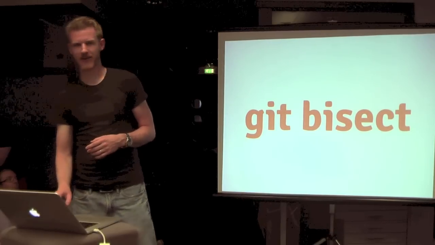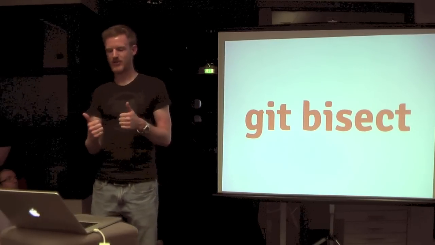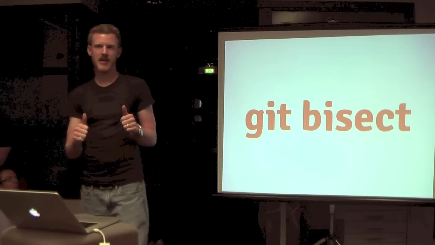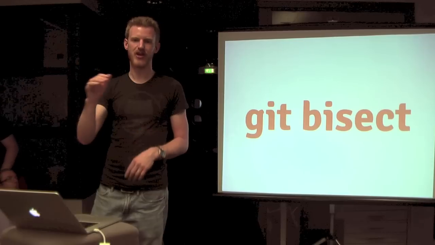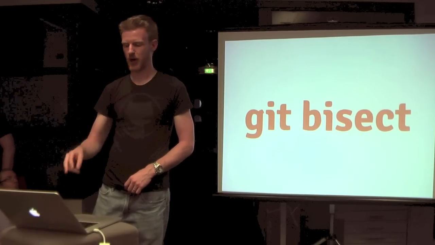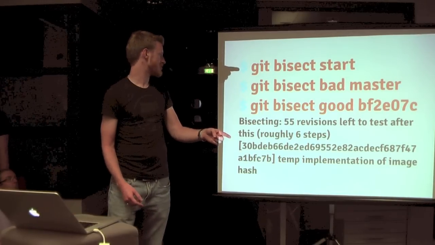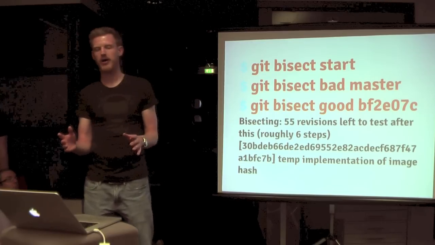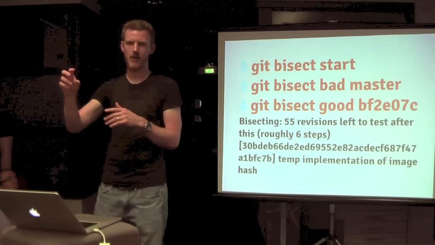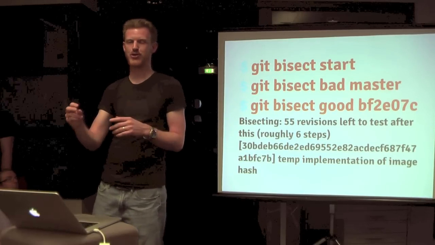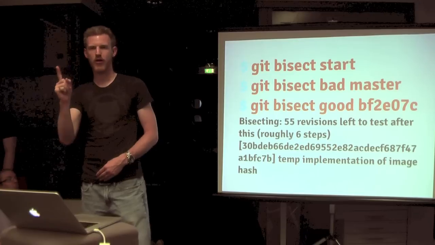Right, git bisect. Git bisect is awesome. What it does is effectively a binary search through your Git history to find where you introduced a particular bug. So let's demonstrate here. This will be a very simple use case. Say I have a bug that is in my current version of the application, and I know a previous revision in the version control system where that bug was not there.